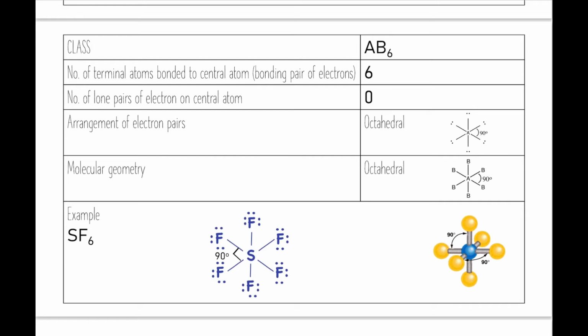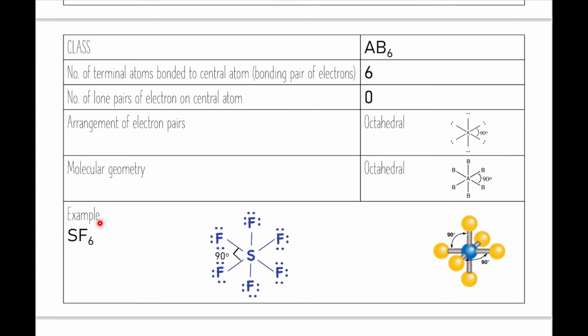Last but not least, AB6 class with 6 bonding pairs and no lone pair at the central atom. Therefore, the 6 bonding pairs will arrange themselves around the central atom in an octahedral arrangement. Therefore, the molecular geometry adopted by this class is octahedral with a 90 degree bond angle.